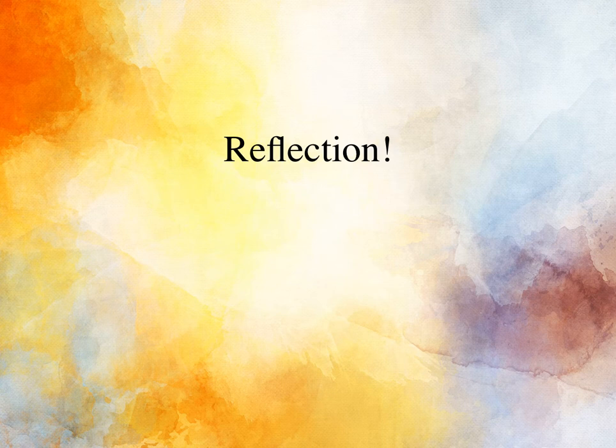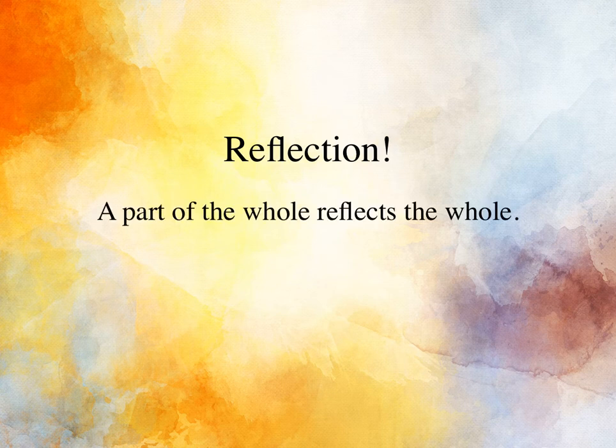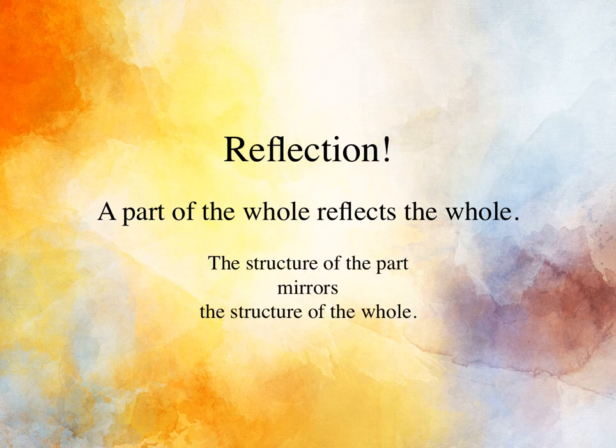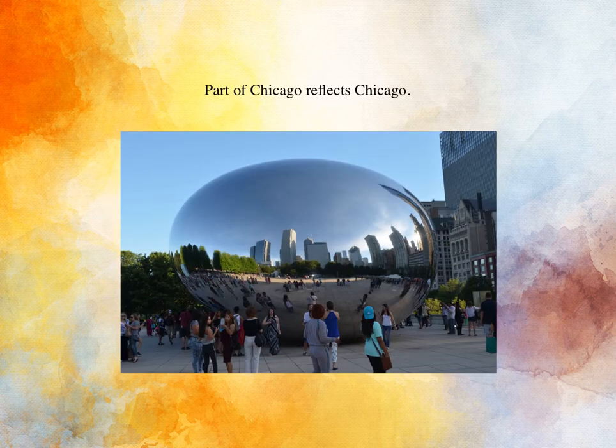Reflection. What is reflection? A part of the whole reflects the whole. What does that mean? It means the structure of the part mirrors the structure of the whole. Here's an example. The Chicago bean. Part of Chicago reflects Chicago. There is an image of Chicago internal to Chicago itself.